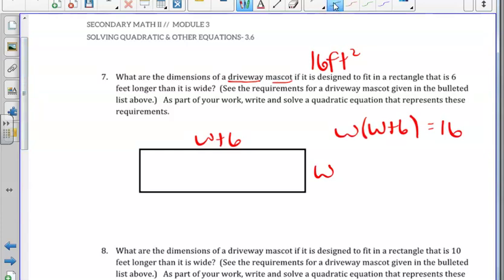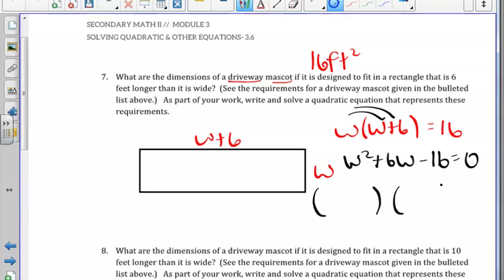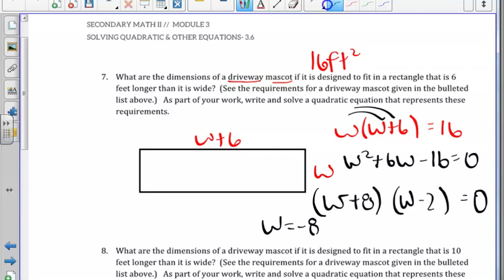Like we've been doing through this lesson, we will distribute the W to get a quadratic equation that looks like this. We definitely can factor this because we have two factors that multiply to negative 16 and add to 6, and those two factors will be (W + 8) and (W - 2). When we set these factors equal to 0 to solve, we get that the width will be negative 8 or 2. We cannot have the negative length, so we know our width would have to be 2.